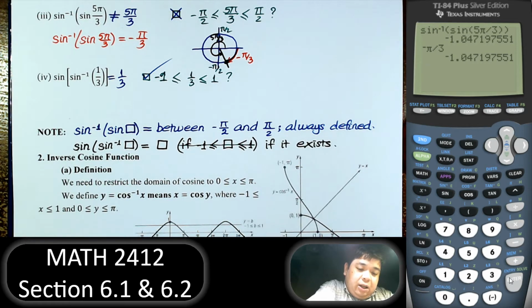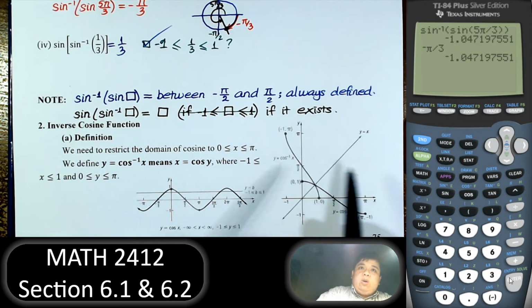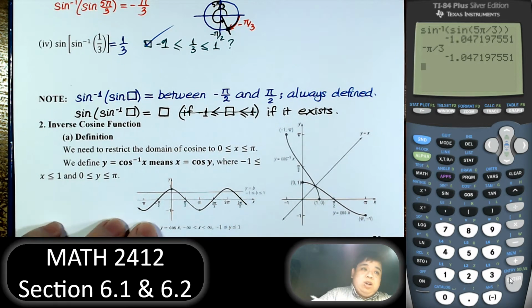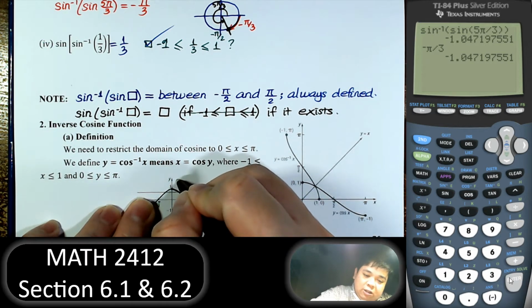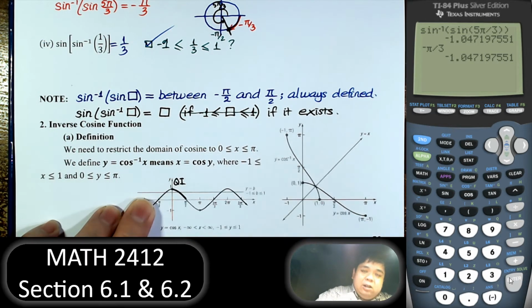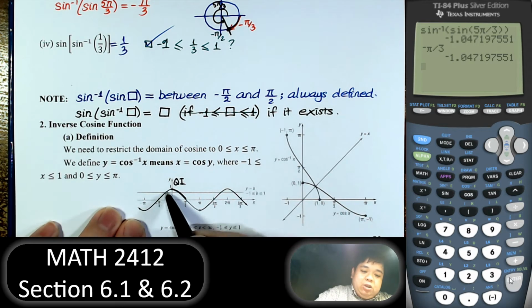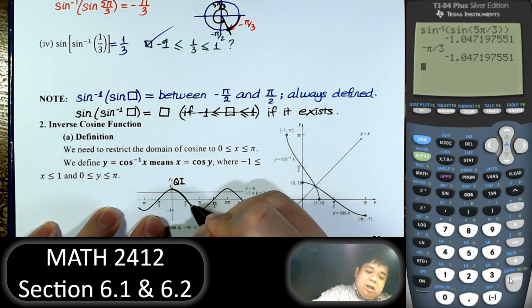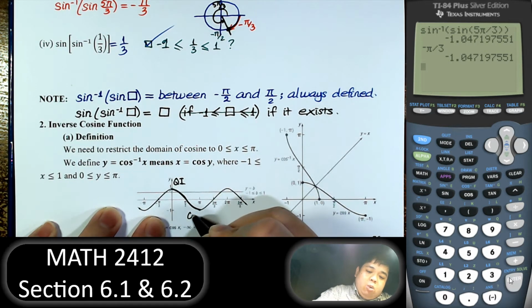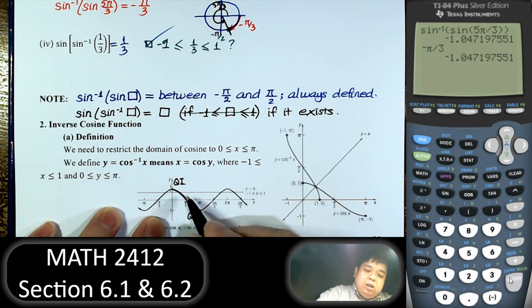Right, the cosine function goes like this, but we have to restrict the domain so that it will be 1 to 1. So once again, we're going to pick quadrant 1. And if we choose quadrant 4, it will not be 1 to 1. So we have to choose the graph so that the y values will be new. So we choose quadrant 2, so from 0 to pi.